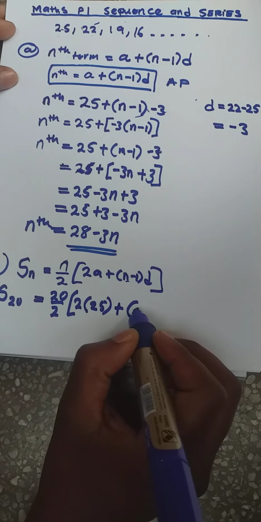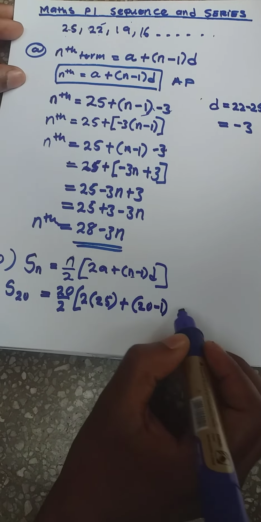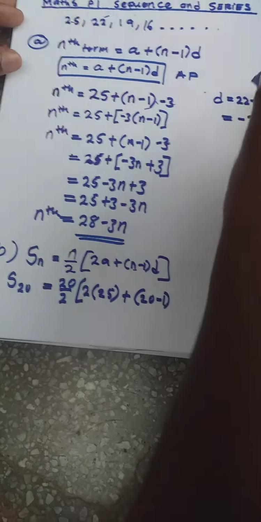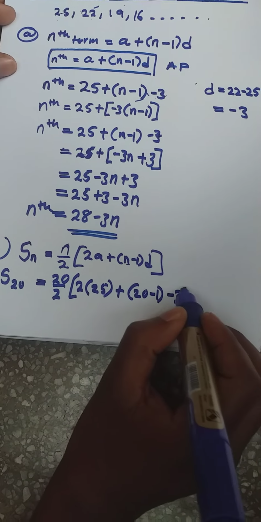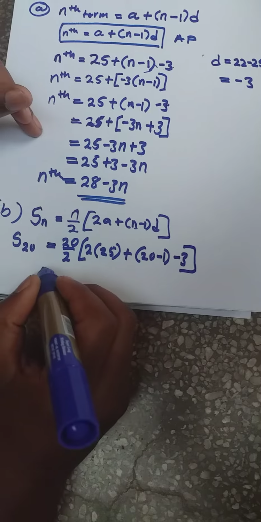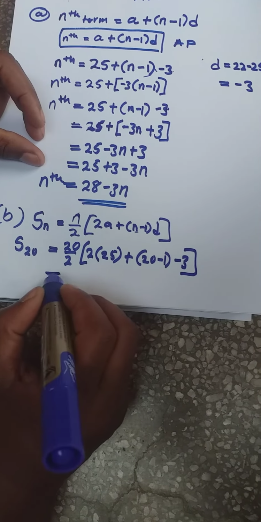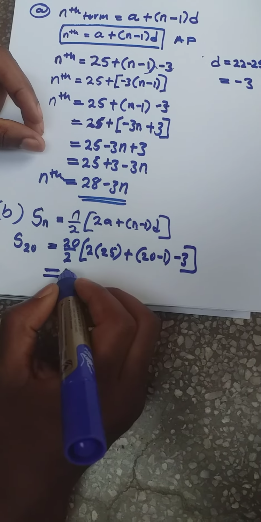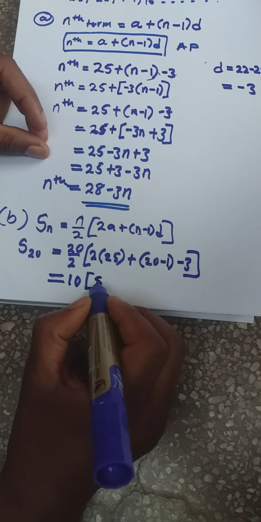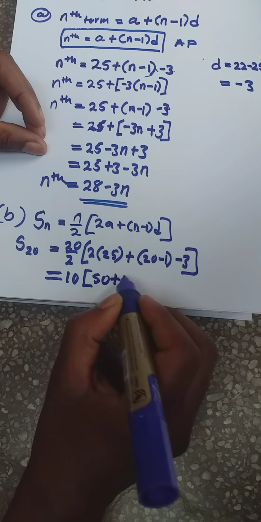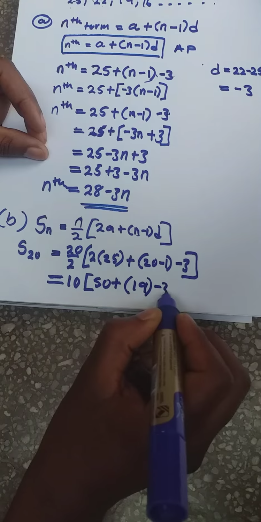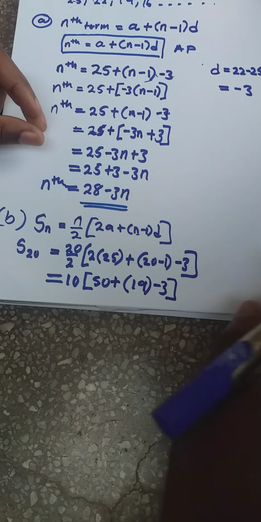So the number of terms is 20, minus 1. You multiply by the common difference, it's the same sequence. We've already found the common difference, that is -3. Okay, so don't use the calculator. This is paper 1, remember. So we're going to say 2 into 20, this is 10. Then 2 times 25, we get 50. Then plus 20 minus 1, we have 19. We'll multiply with -3.